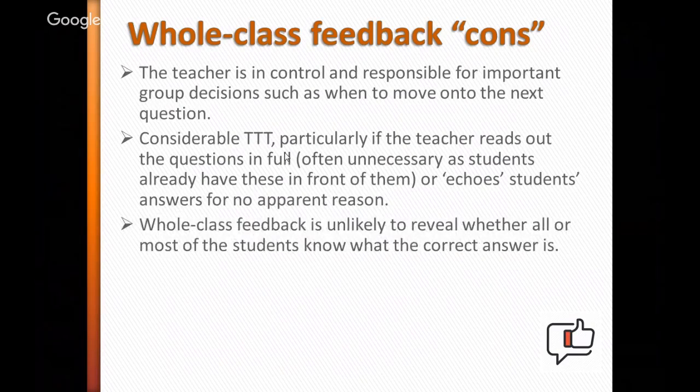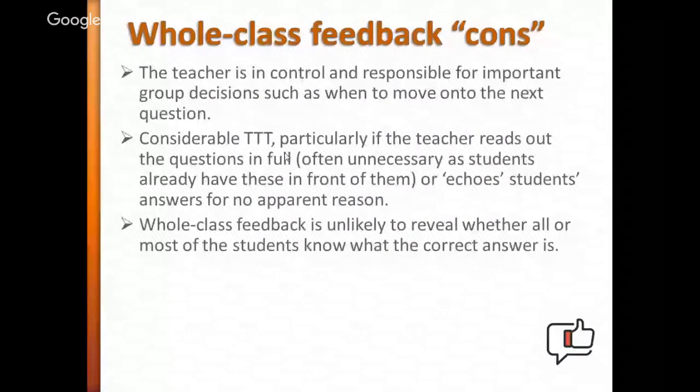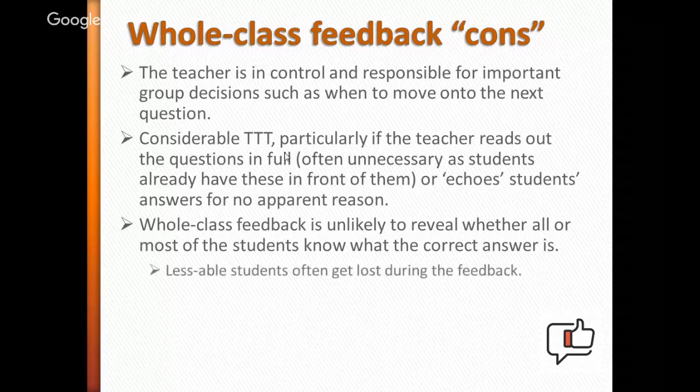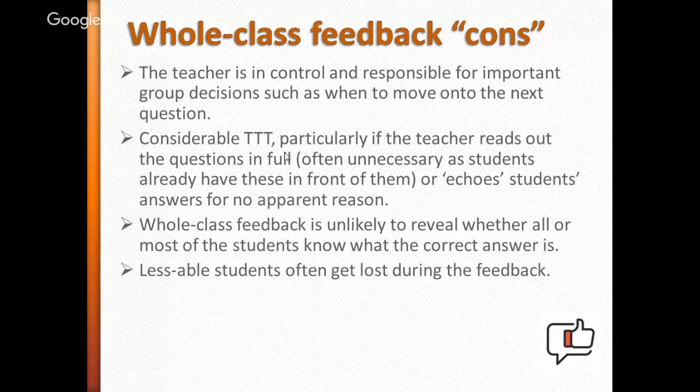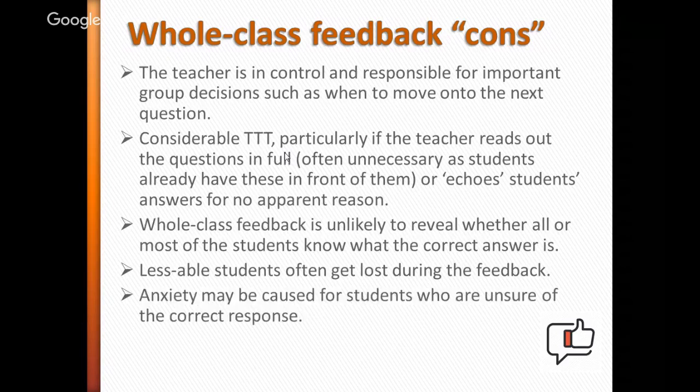Then the whole class feedback is also unlikely to reveal whether all or most of the students know the correct answer. You can hear only one student; you don't know what the others think. Less able students often get lost during the feedback. They are quiet, shy, and if you don't ask them, they do not answer. Anxiety may also be caused for students who are unsure of the correct response, or who are maybe not less able but not as confident as the others, and you need to pay attention to them.